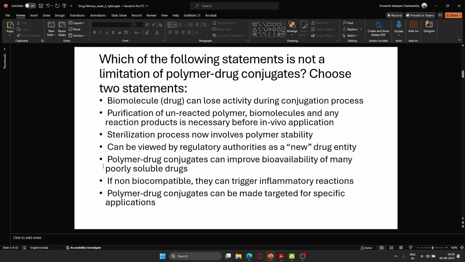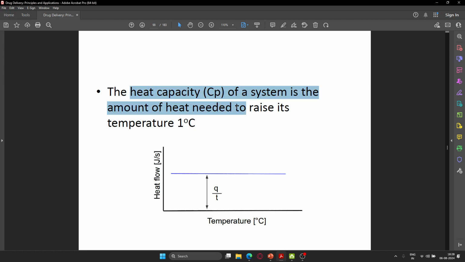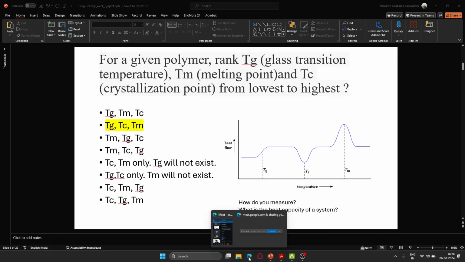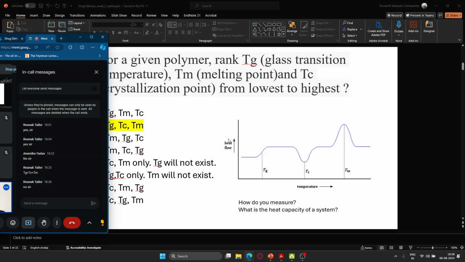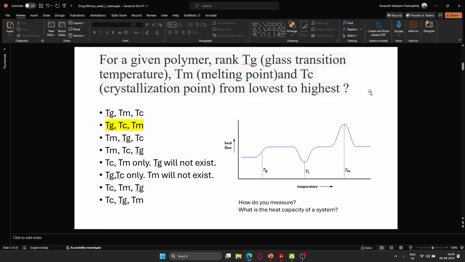Okay, so let's look at it. So the heat capacity of a system is basically the amount of heat that is needed to raise the system's temperature by 1 degree centigrade. This is very important: it's not degrees Fahrenheit. It's 1 degree centigrade, which is the same as 1 Kelvin, but definitely not Fahrenheit. So that is the heat capacity of the system. Is that clear? Okay, perfect. Let's move on.